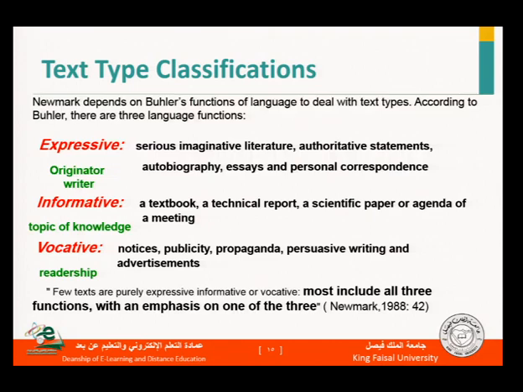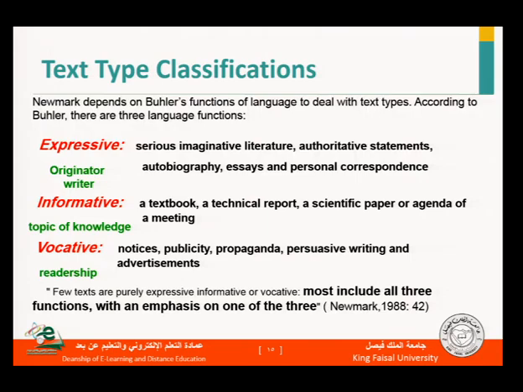بالنسبة لنيومارك اعتمد على Bühler's functions of language، اعتبر أنه في عندنا expressive, informative and vocative، والـexpressive بيعتمد تماما على الرايتر اللي هو الكاتب، والـinformative بيعتمد تماما على الكونتنت، على التوبيك، على الموضوع حق المعرفة الموجود، and vocative readership. والـvocative يعني اللي هو الندائي، اللي هو خاص بالدعايات and so on.